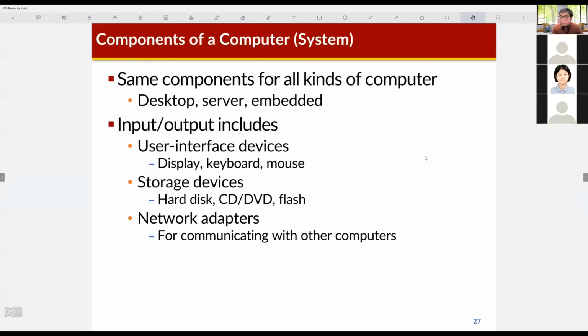So I explained about the architecture abstraction. I explained about the abstraction of the computer systems. So do you have any questions?